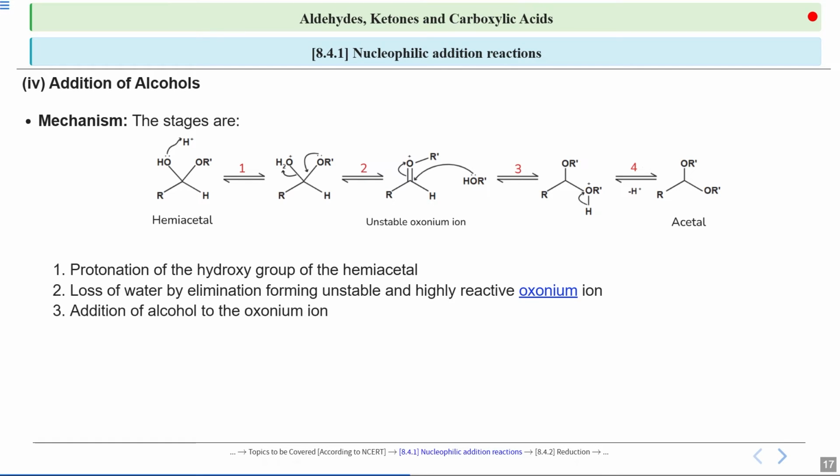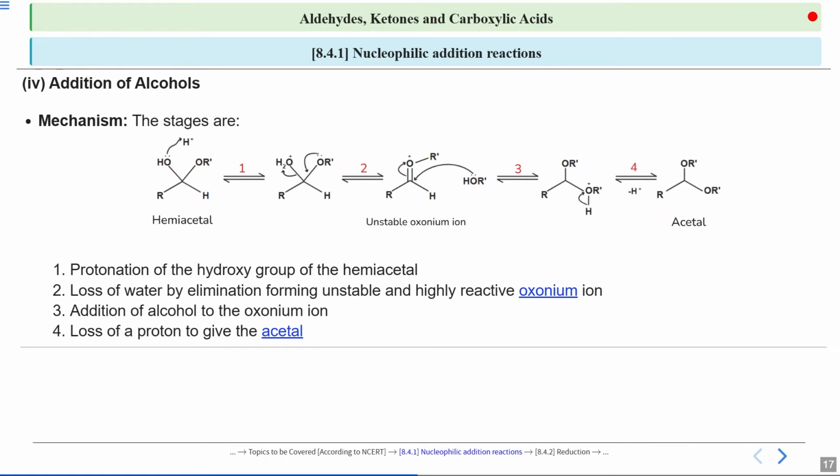Now, following the formation of the oxonium ion, an alcohol molecule adds to it. If you see over here, you have an alcohol molecule, and this alcohol molecule adds to this unstable oxonium ion. Finally, the reaction concludes with the loss of a proton. There will be loss of one proton, resulting in the formation of an acetal. So finally you will see there's loss of this hydrogen and you get an acetal.